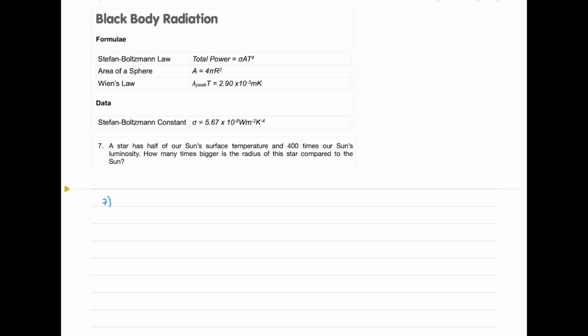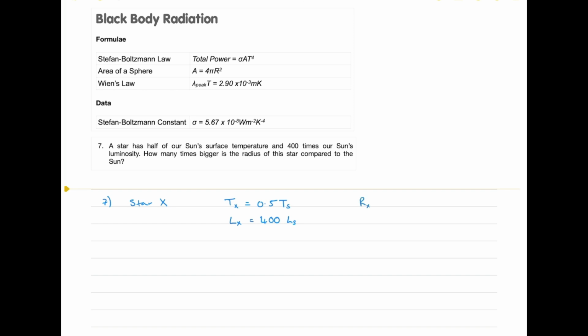Question 7. A star has half our sun's surface temperature and 400 times our sun's luminosity. How many times bigger is the radius of this star compared to the sun? Well, let's call it star X. And we know that the temperature of X is equal to half of the sun's surface temperature. And we know that the luminosity of X is 400 times the luminosity of the sun.